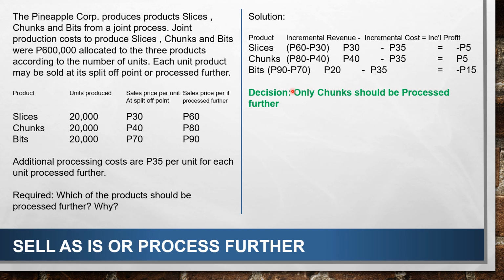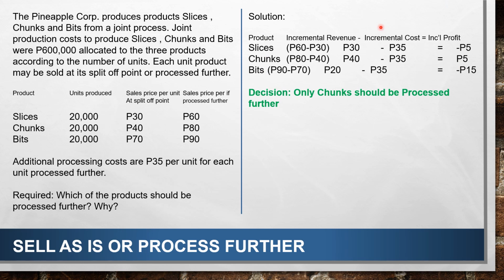So the same with bits. So if we process bits further, it will be saleable at 90. But if we will just sell it as is without doing anything, it will just be sold at only 70. So our incremental revenue is 20.